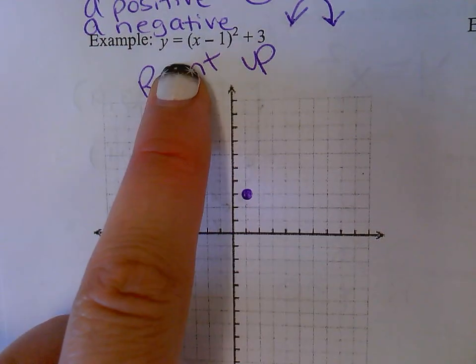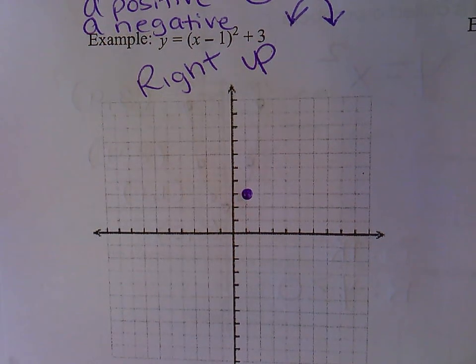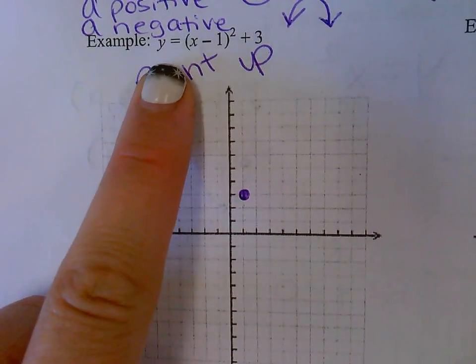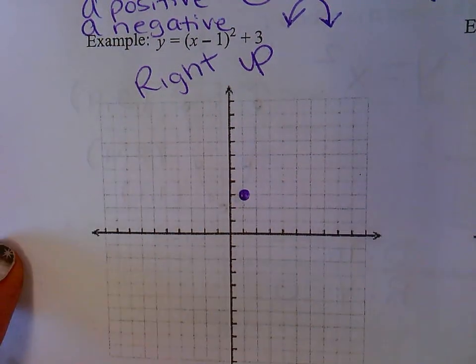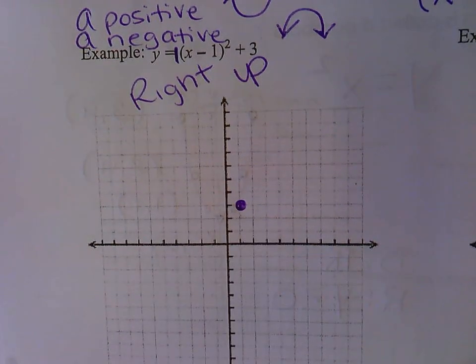And what is my a value for this problem if nothing is written there? 1. Yeah. So it is the parent graph. It hasn't been stretched. It hasn't been flipped. So if it's 1, you could sneak a 1 in there if you wanted to. I'm just going to graph the parent moves that I talked about on the front page.